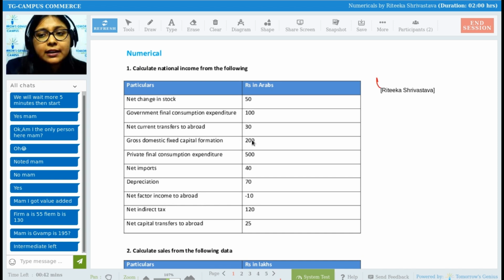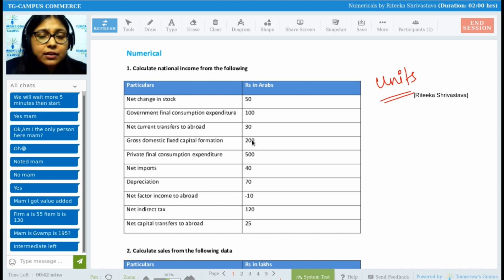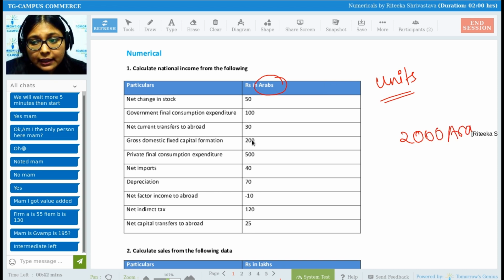Also, one very important thing is units. While you are writing, your units are very important. If the unit given in the question is lakhs, then after your answer you have to write lakhs. If it is in rupees, you have to write rupees. If it is in thousands, you have to write thousands. You have to write whatever unit they have given. For example, in this sum they have given Arabs. So whatever the answer is, say suppose 2,000, you will write the unit Arabs, or else half marks will be deducted even though your answer is correct.